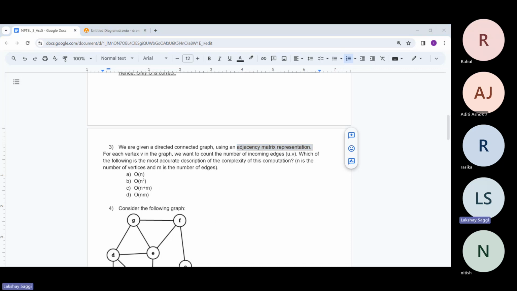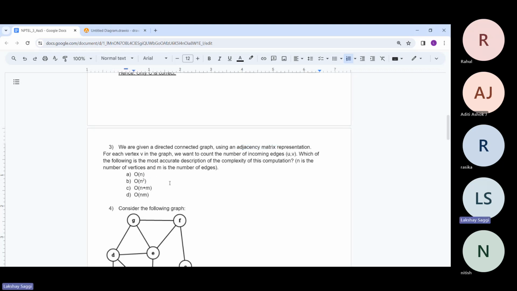So no one is typing in chat. Would anyone like to answer this problem? Note that the important factor is the adjacency matrix representation. Complexities in graphs can change if we are using different sorts of representations. If we are using adjacency list representation, the answer may change, and using adjacency matrix representation, the answer may change, because both of these representations have some benefits or some drawbacks.